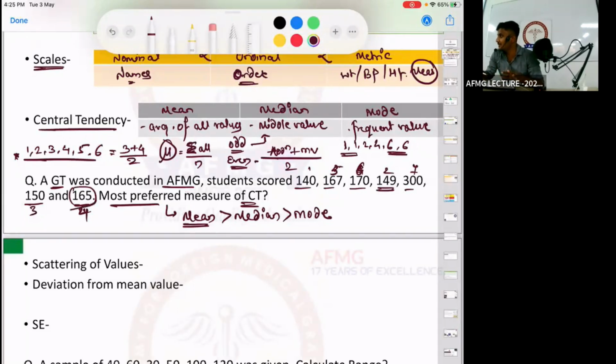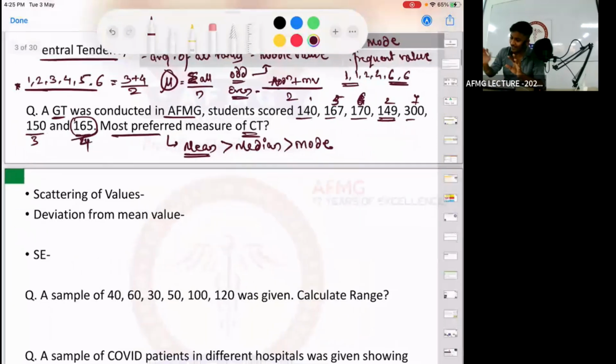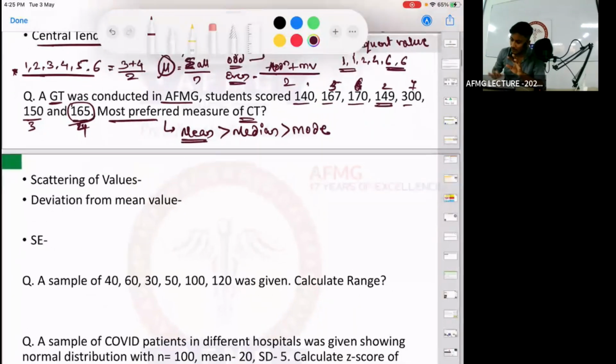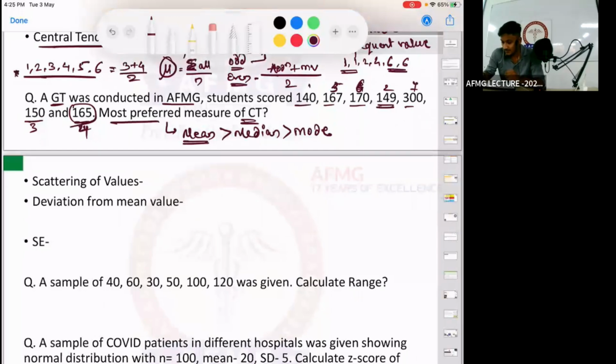No issues with this, anybody? So always arrange it in ascending or descending order. Otherwise, that will create problems for you. And what is the mode in this? There is no mode in this. Some samples will not have a mode because they do not have a frequently repeated value.